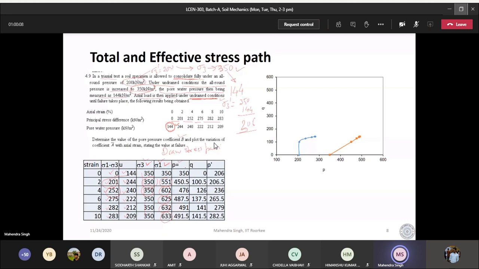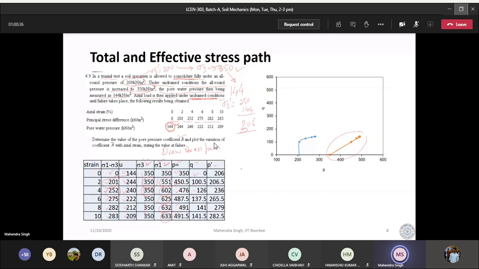So you can get P and Q. P is equal to sigma 1 plus sigma 3 by 2. So these values are available. Then you can calculate Q, and then you can draw the stress path for the total stress. For effective stress, the P dash will change.